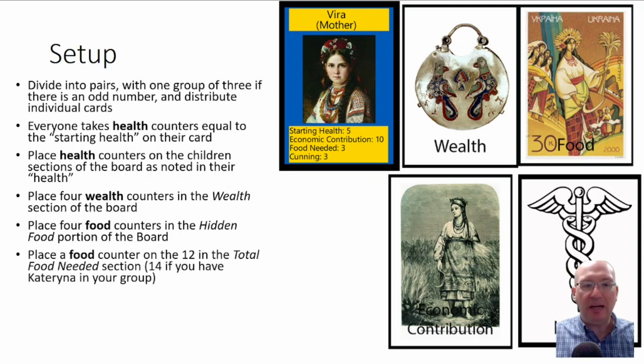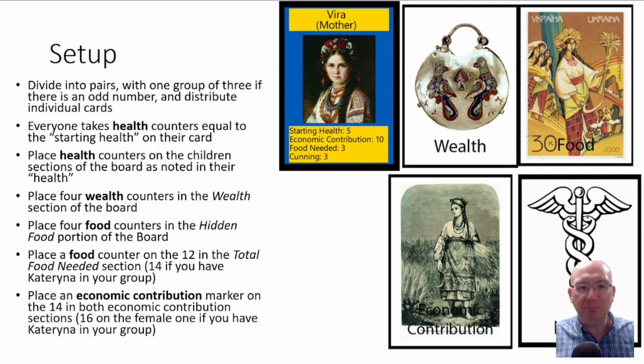And then I say, okay, place a food counter on the 12 in the total food needs section. And then I have it in there, 14 if you have Katerina in your group. And this just makes it easier. Instead of saying to students, okay, add up all your economic contributions and so on and so forth, people get confused by that, I have found. So it's better, on the first turn, everyone starts the same. Just give them the information.